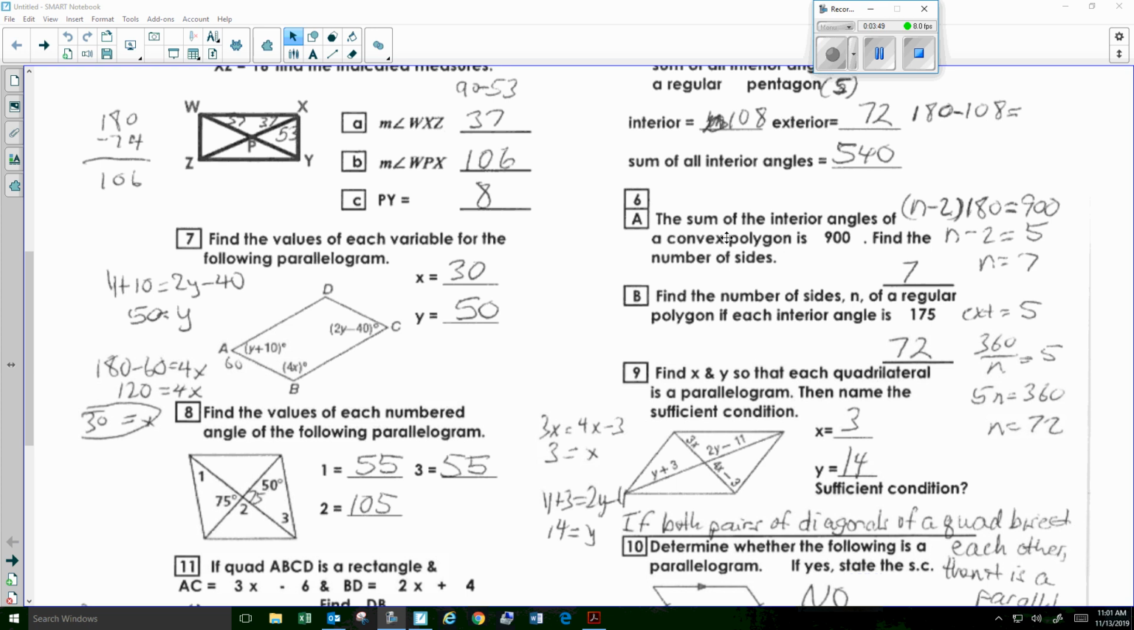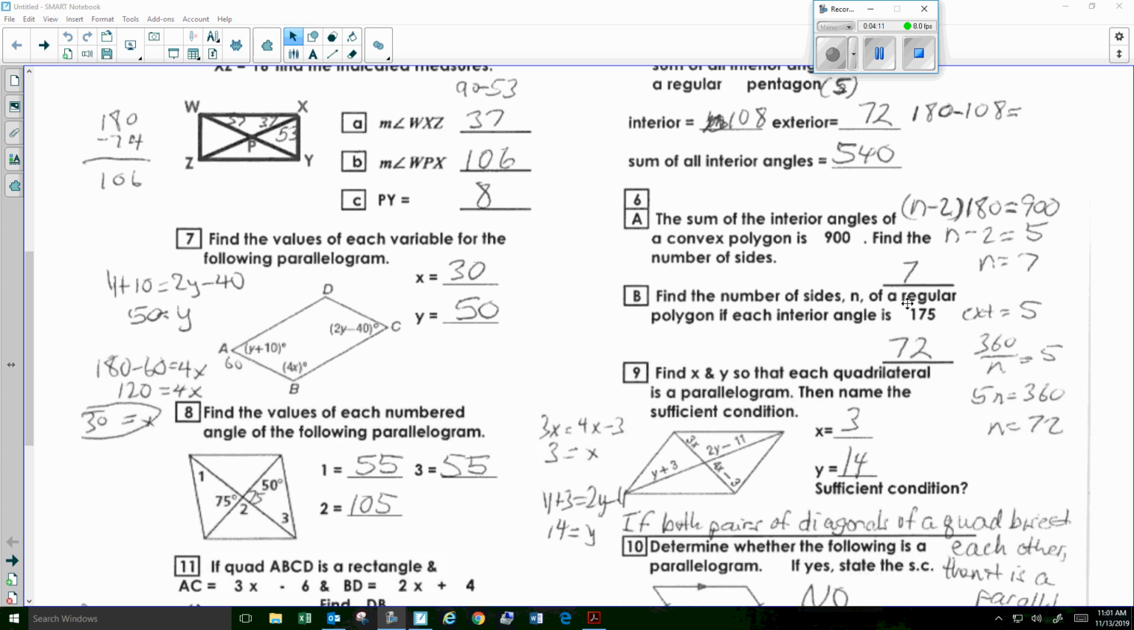Number 6 says the sum of the interior angles of a convex polygon. Remember, that's the only time we deal with is convex. That means that if I extend any of the sides, none of them will go inside the polygon. They will all remain outside. Those are the only formulas that we can use, with convex polygons. So n minus 2 times 180 equals 900. Divide each side by 180. And you get 5 equals n minus 2, add the 2 across, and it's 7.